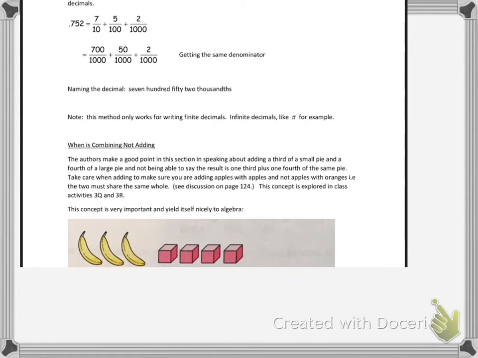So I know this little section was a very small section, and the authors talk about when combining is not adding, and they give the example of the bananas and the blocks. So I wanted to explore this a little bit more, because this falls nicely into the whole algebra world. So let me extrapolate on that on the next slide.